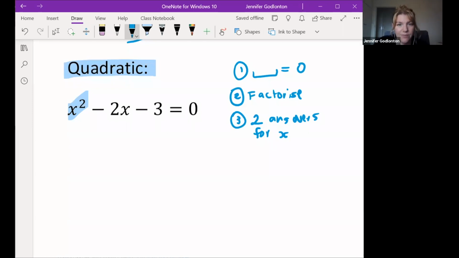All right. Give this one a try and tell me what my answers for x are going to be.